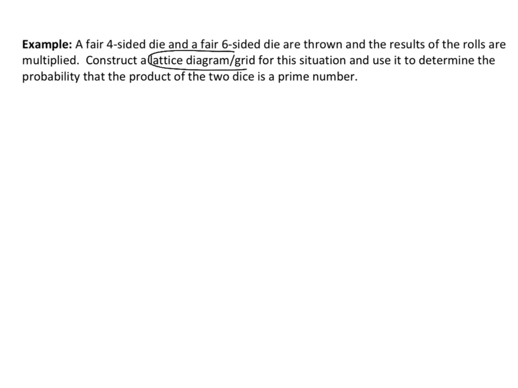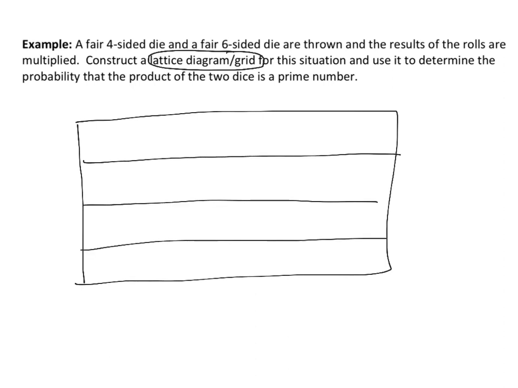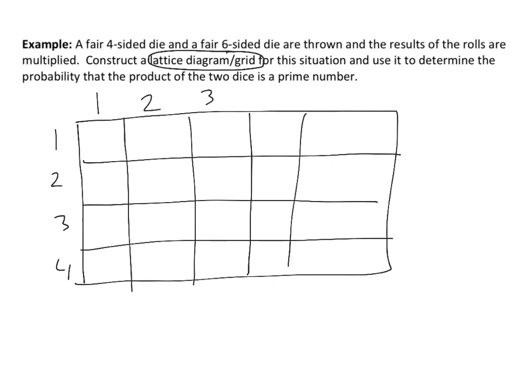If you're not sure what a lattice diagram or a grid is, it's something that we saw earlier in the video, actually. The idea is you can just make a big chart where you write down all the things that could happen. Right? Our 4-sided die would be 1, 2, 3, 4. Our 6-sided die would be 1, 2, 3, 4, 5, 6. And then you fill in the chart according to what they asked for.